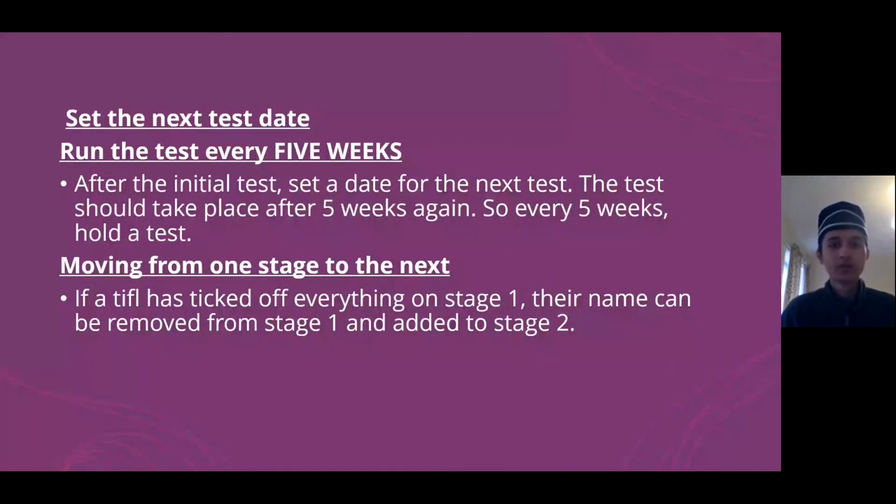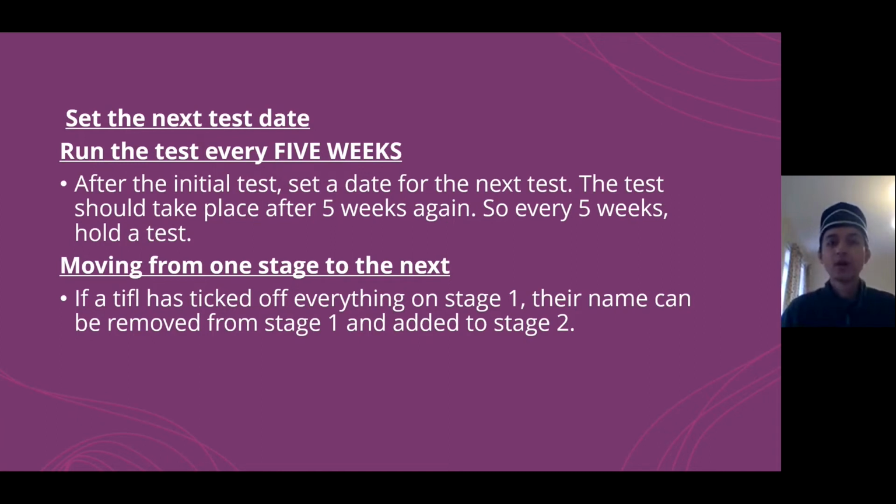It is possible that some Atfal will know a lot of stage 1 already, or maybe even all the tasks on stage 1. For those Atfal, you simply remove their name from stage 1, add it to stage 2, and carry on. We also set a threshold of roundabout 80 to 90%. So if a tifl knows 80 to 90% of the tasks on each stage, then given that they have done all the main tasks such as Salat, Hifz Quran, prayers and hadith for that certain stage, they should also get the opportunity to move on to the next stage.